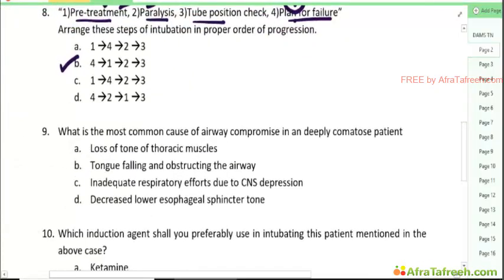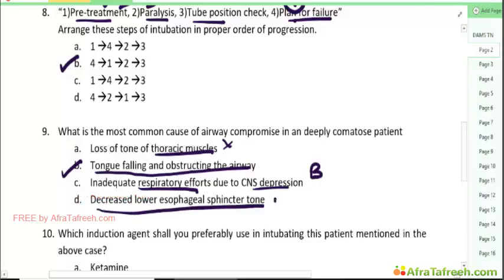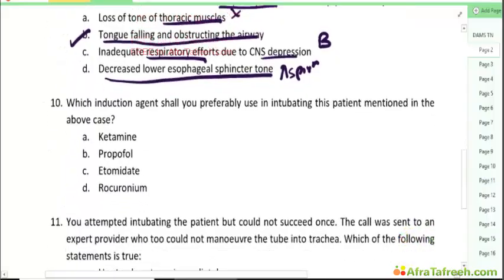Which of the following is the most common cause for airway compromise in deeply comatose patients? Thoracic muscles? No. Tongue falling and obstructing the airway? Yes. Inadequate respiratory efforts? Dyspnea is not an airway issue. This is a breathing issue. Lower esophageal sphincter tone is decreased. This is true, but this causes aspiration, and it is not a direct cause for airway compromise. So tongue falling and obstructing is the right answer.